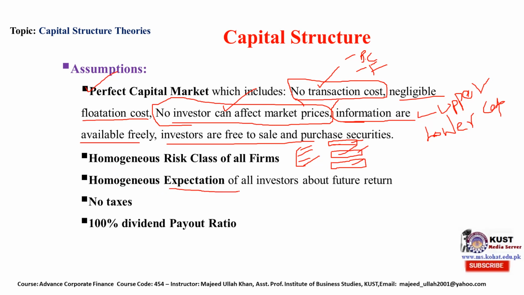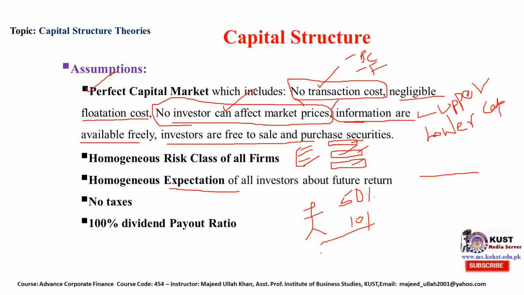Homogeneous expectation of all investors about the future return. Exactly, future return, since it is uncertain, and people or investors calculate these future returns on the basis of certain assumptions or on the basis of certain probability distributions. So it is not always normal. For example, if one investor expects that he can earn 50% return from the market, while others say for the same asset, many of the investors say that they will earn round about 10%.